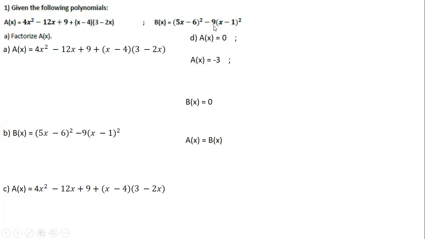Please read b of x. 5x minus 6 all of it squared minus 9 into x minus 1 all of it squared. Okay, so we have a of x and we have b of x, Fadil. Okay? Just wait a minute.